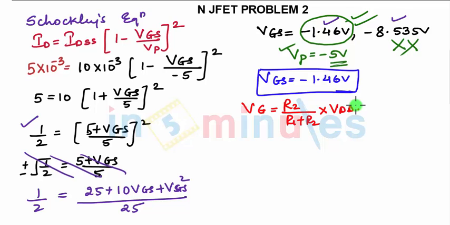What we can do, we can find VGS. We know VGS equals Vg minus Vs. In this equation, you know the value of VGS. If you find the value of Vs, we can get the value of Vg. So first we can find the value of Vs. How can we find the value of Vs?